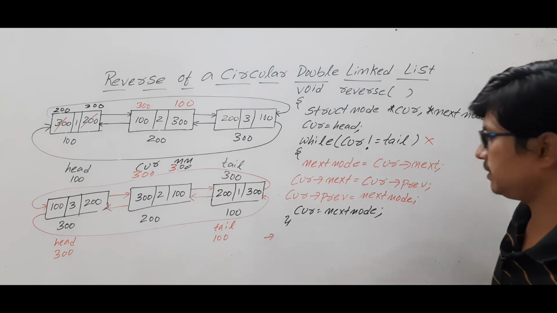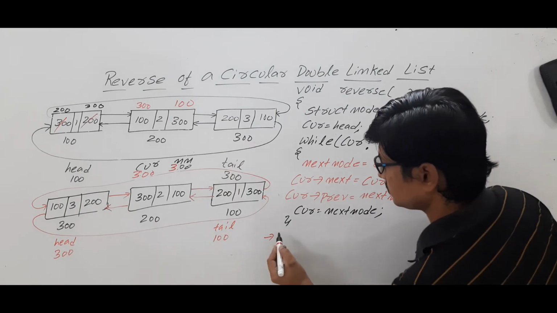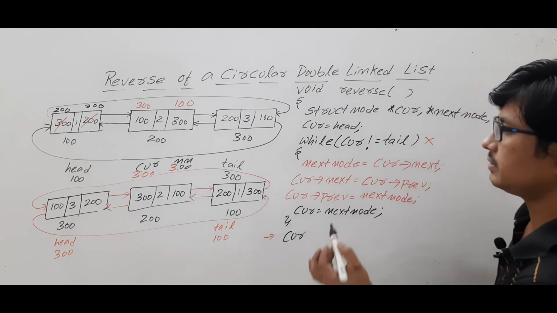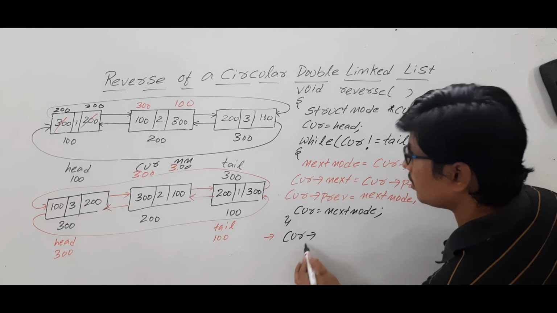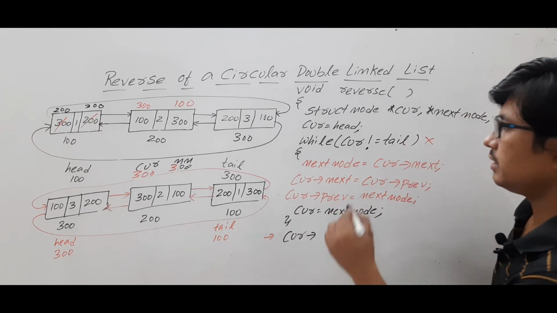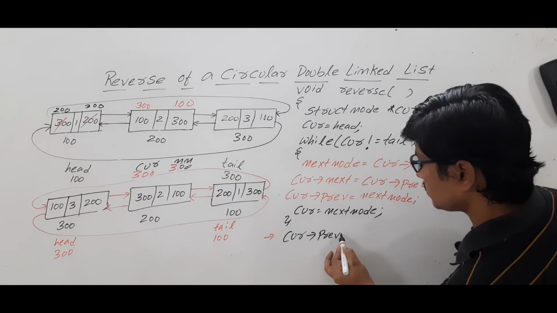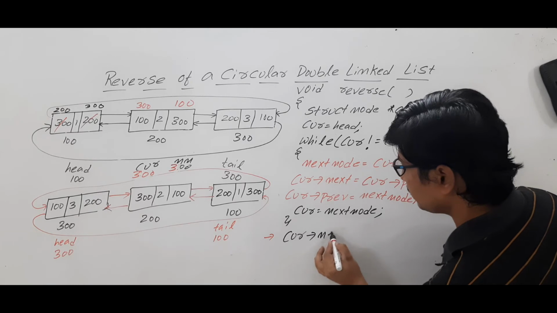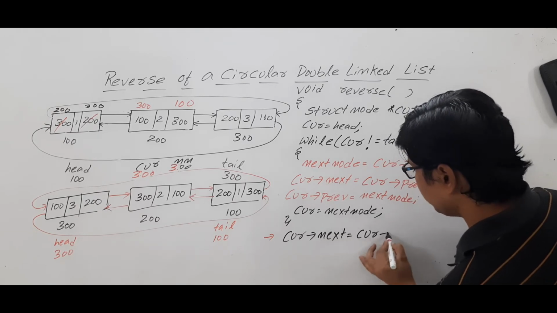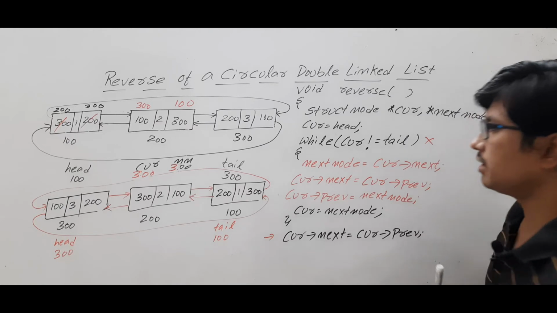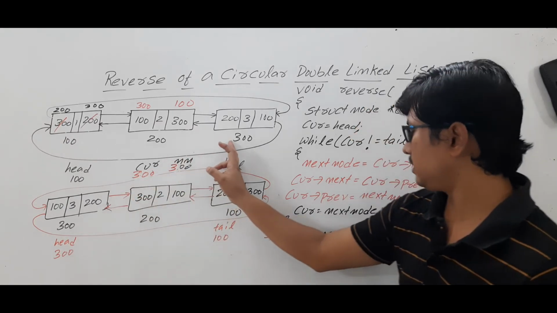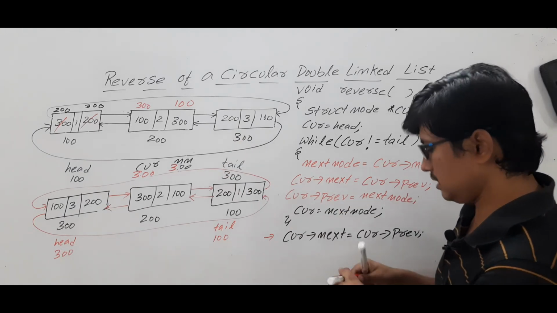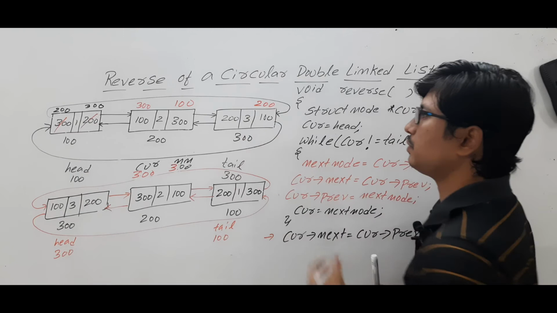So I will write a statement called current of next. Okay, current of next is equal to current of previous. Look at here, what is the meaning? Current is 300. 300 of previous is 200. That is what you are writing here, you are assigning here. So you will get 200 here. Are you able to understand?